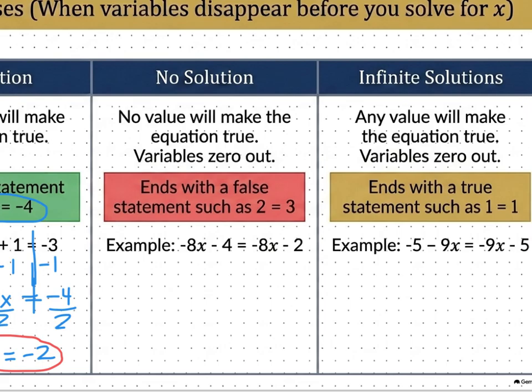So the first one, no solution. So no value will make the equation true. The variables will zero out, and it ends with a false statement. So let me show you what that means.